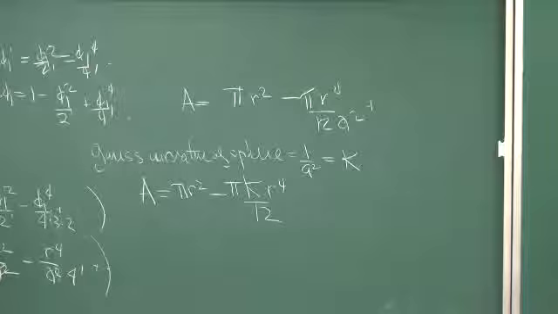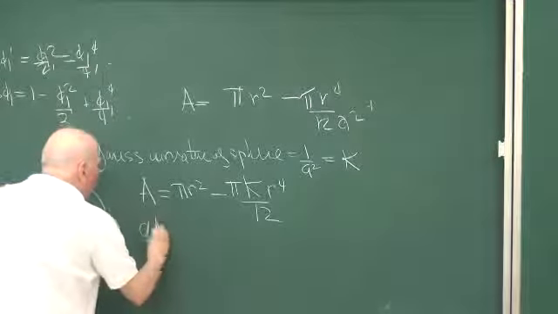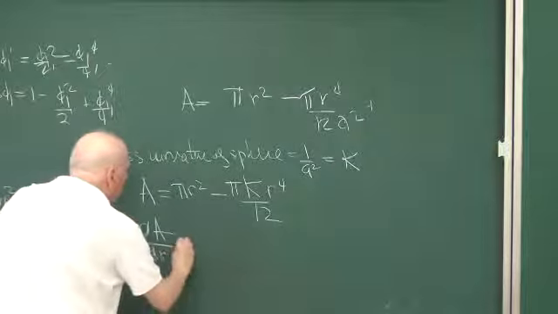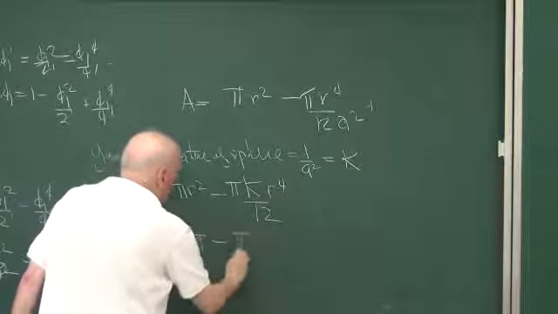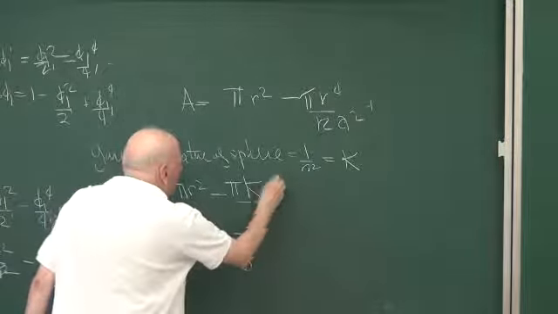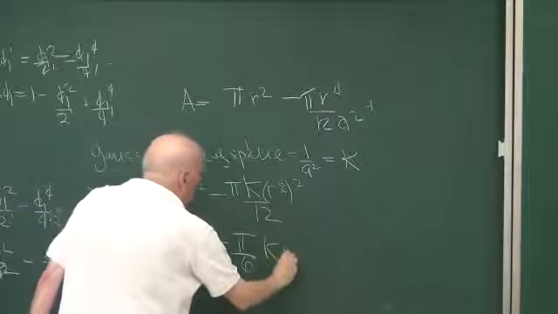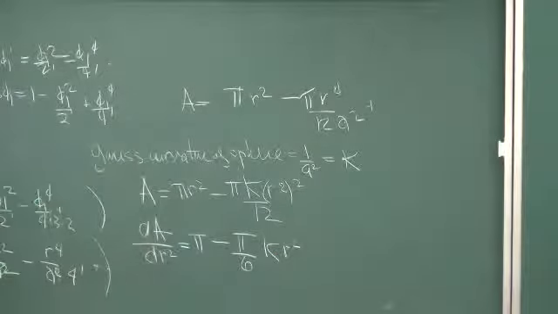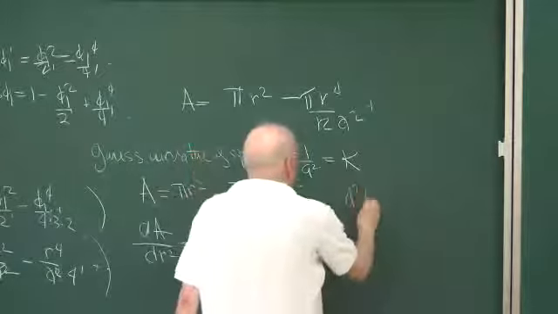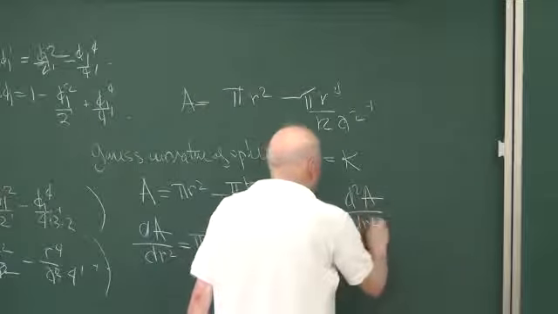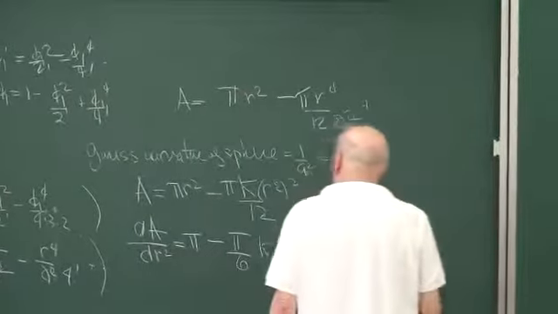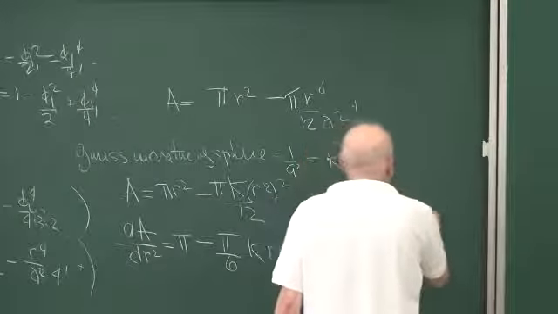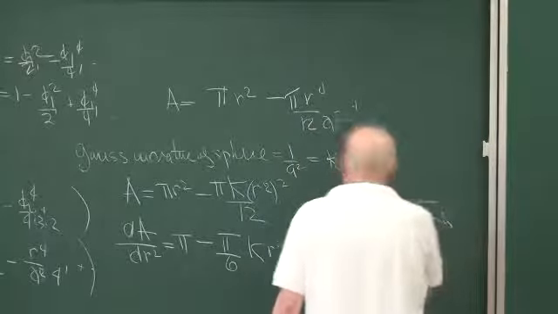Okay, so that means if I differentiate a with respect to r squared once, what do I get? Pi, and then it becomes minus pi over 6, because it's r squared squared times k r squared. If I differentiate twice, the second derivative with respect to r squared, then I just get minus pi over 6 times k.